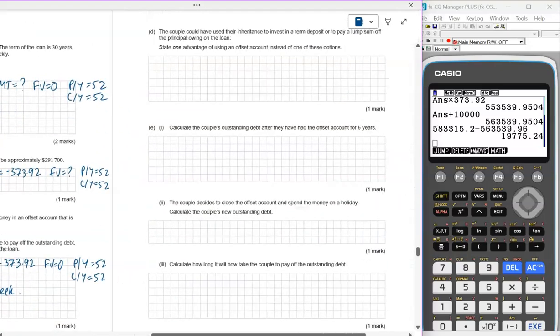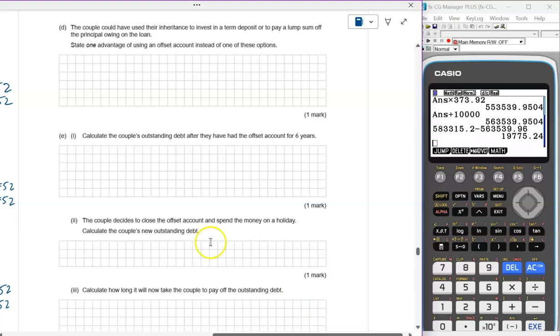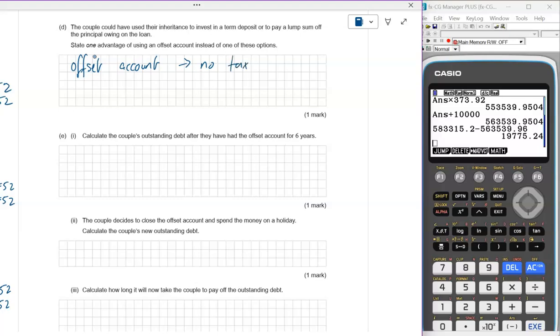Moving on, the question asks, a couple could have used their inheritance to invest in a term deposit or pay a lump sum off the principal owing on the loan. State one advantage of using an offset account instead of one of these options. So you can just choose one of the options to compare it against. For example, with the offset account, there is no interest and no tax payable compared to the investment account.